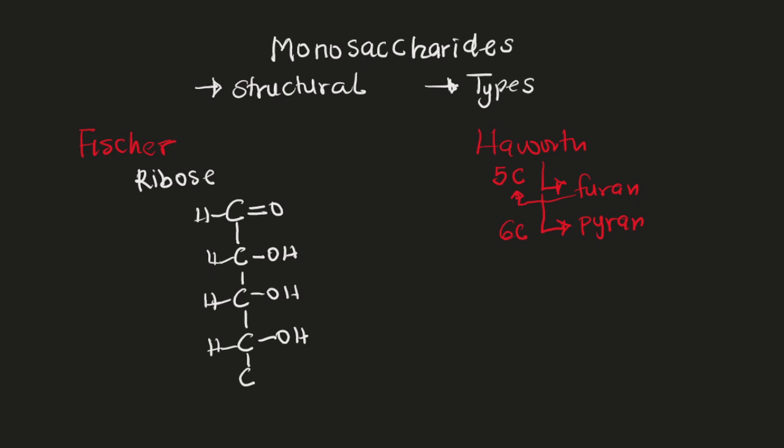this hydroxy group, whenever it is placed on the right side, you are having D-ribose, right? And whenever it is placed on the left-hand side, you are having L-ribose, right? Which is actually referred to as levorotatory.